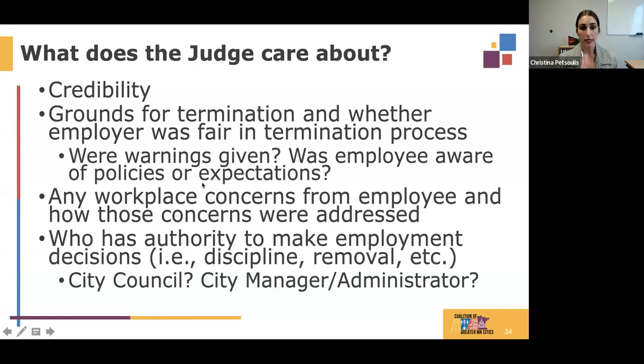The other thing that they'll look at a lot of times is obviously the grounds for termination, but also whether that process was fair. So they'll look at whether previous warnings were given. Yes, this person did something egregious, but were there other things before that, and were warnings given? That is really important to them. Basically, did the employer give the employee a chance to fix or own up to what they did? So that's one piece.